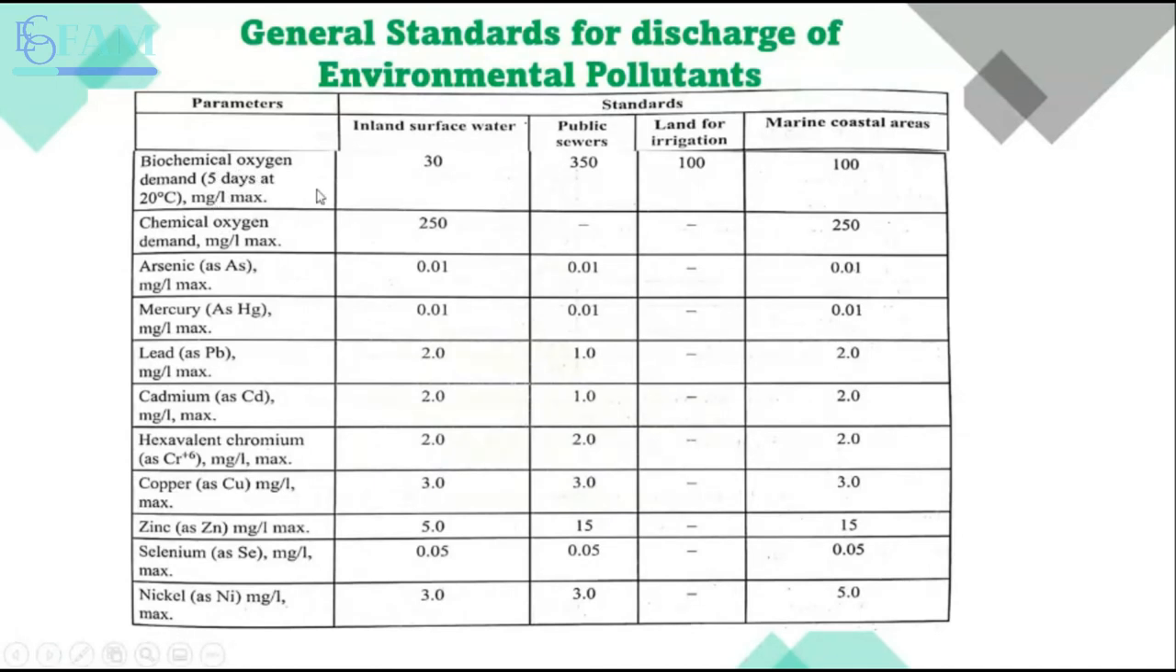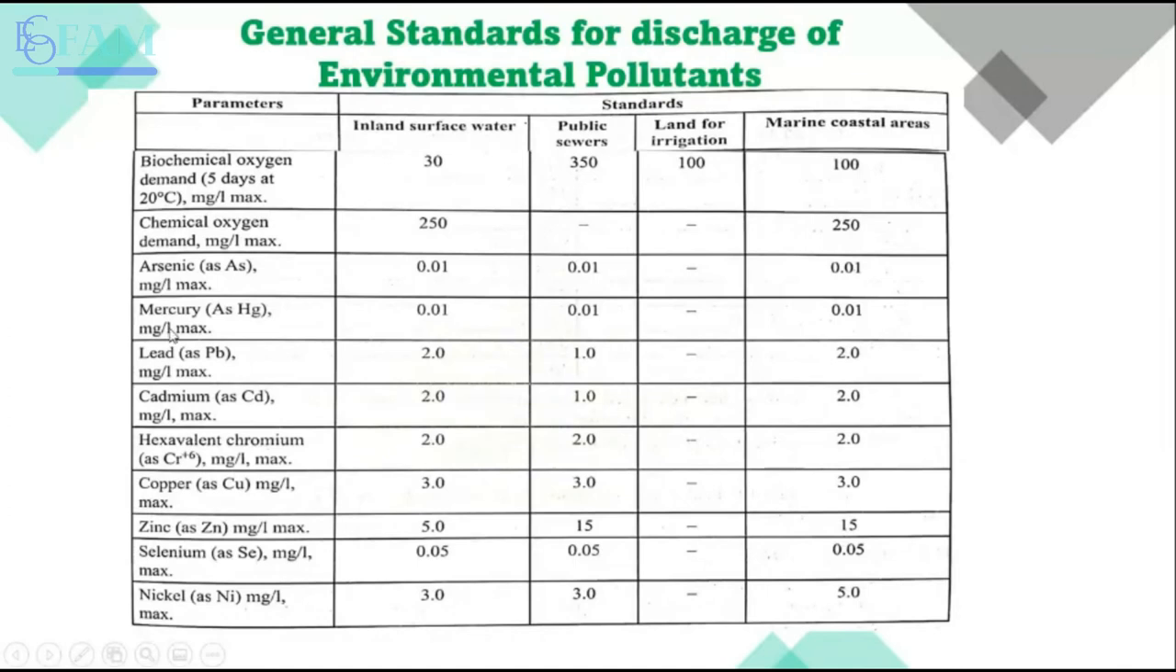What should the biological oxygen demand be if we use this wastewater for irrigation? It should not be more than 100. Biological oxygen demand is the capacity of microorganisms to degrade the wastewater in 5 days; the standard is set at 20 degrees Celsius for 5 days. For chemical oxygen demand, we use potassium dichromate, a chemical which digests all the organic pollutants within a time frame. We heat it up in a laboratory.